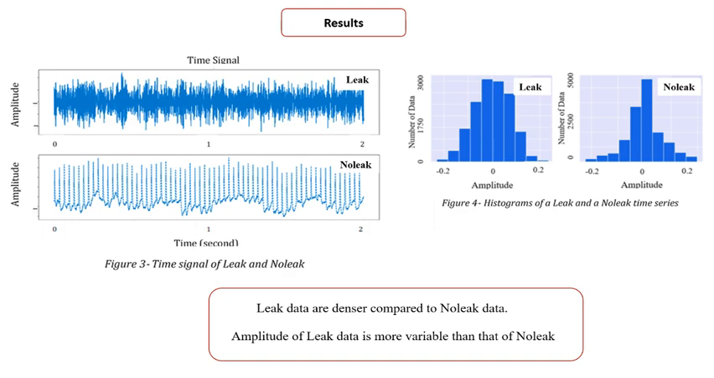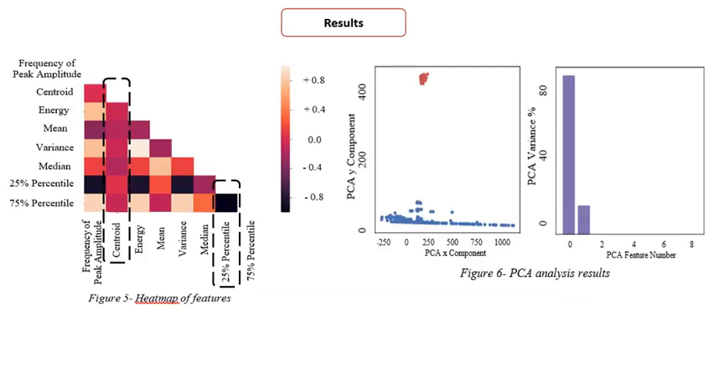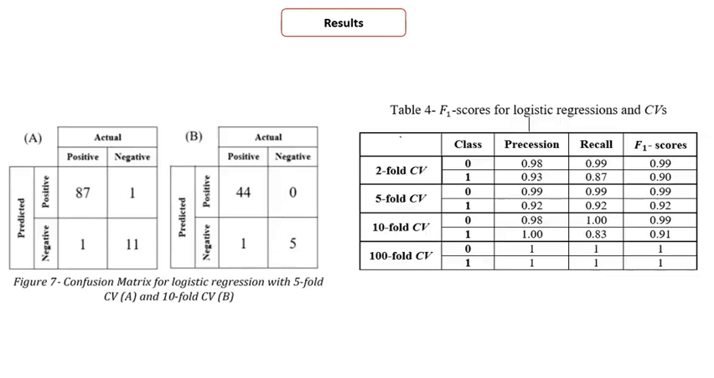And also the histogram, the right side of this slide, shows that amplitude of leak data is more variable than that of no leak. The left side of this slide shows the heat map, where centroid is the most independent feature, and 25 and 75 percentiles are highly correlated. The right side figure shows the PCA analysis, where the right part of the PCA figure shows that two principal components preserve more than 90% of variance of features. And the left side of the PCA figure shows that the data are well separated.